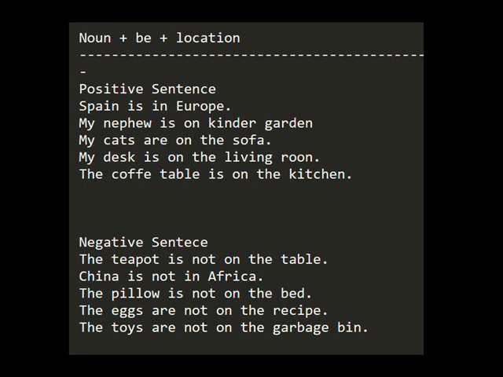Negative sentences. The teapot is not on the table. China is not in Africa. The pillow is not on the bed. The eggs are not on the recipe. The toys are not on the garbage bin.